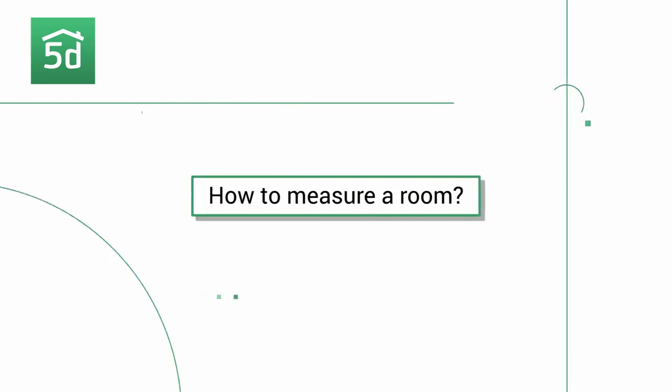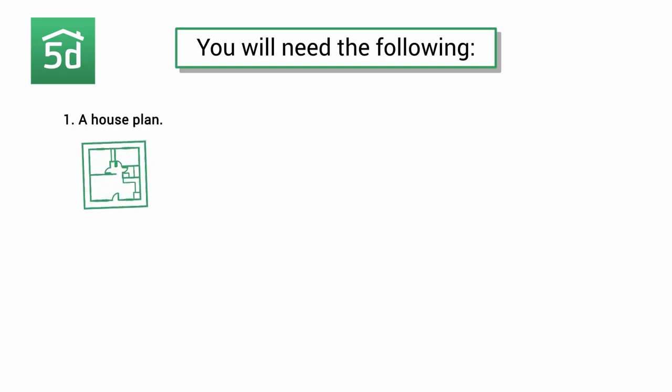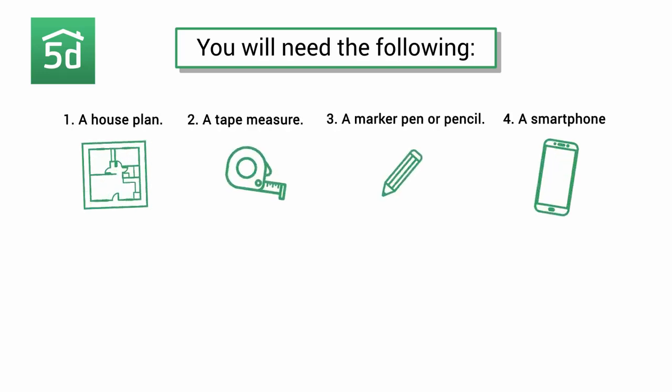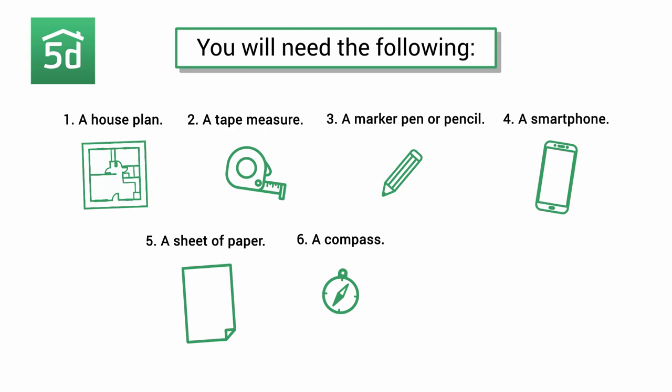How to measure a room without the designer's help. You will need the following: a house plan, a tape measure, a marker pen or pencil, a smartphone to take photos of the room, a sheet of paper to draw a plan, a compass to define which direction the window faces, a folder as a surface to draw a plan.